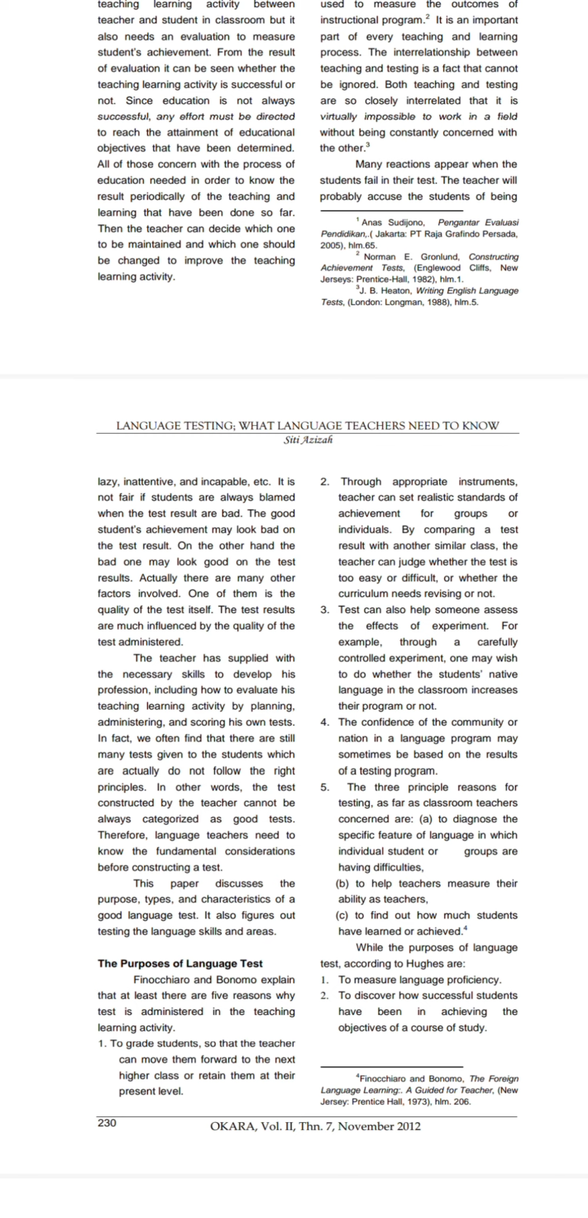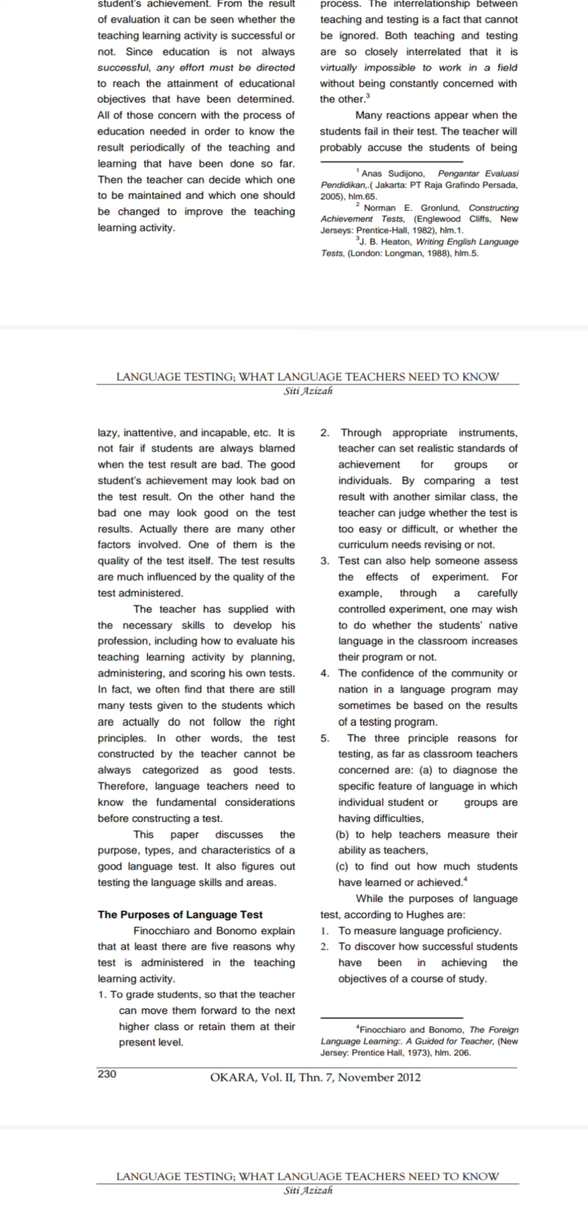For example, through a carefully controlled experiment, one can find out whether using the students' native language in the classroom increases their progress or not. And the fourth is the confidence of the community or nation in a language program, which may sometimes be based on the results of a testing program.